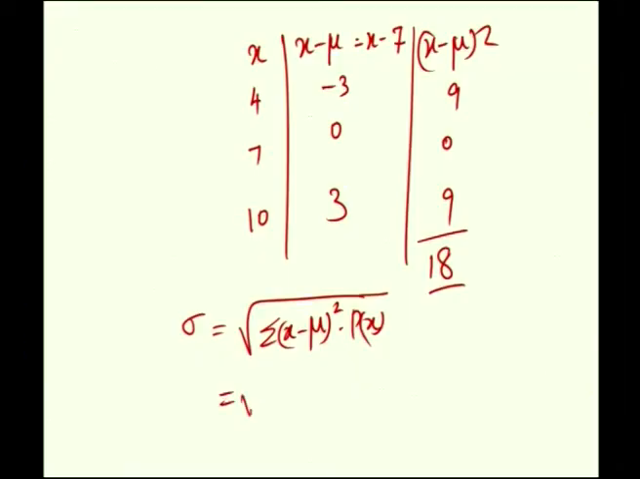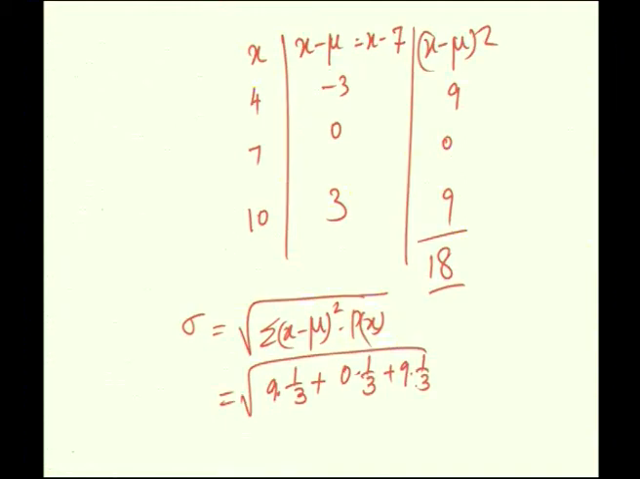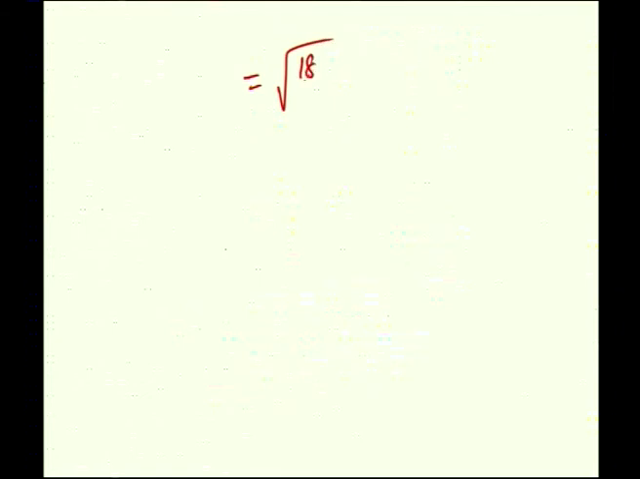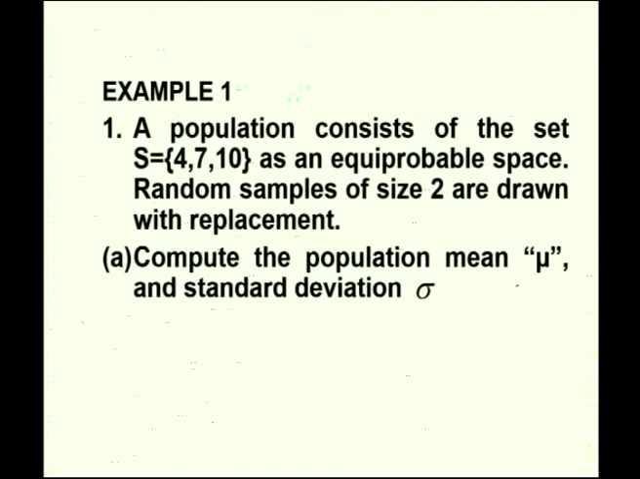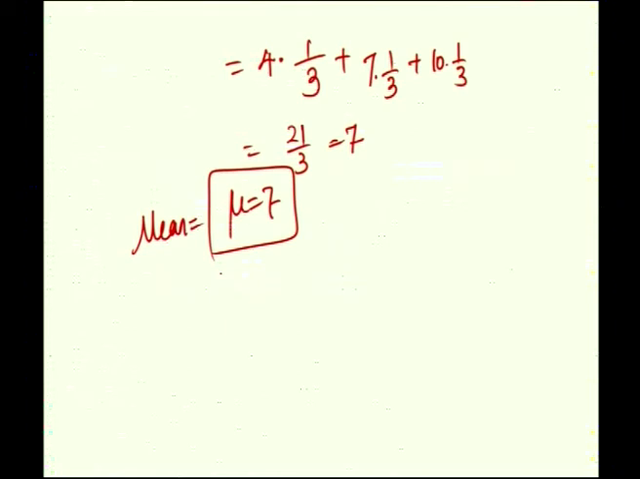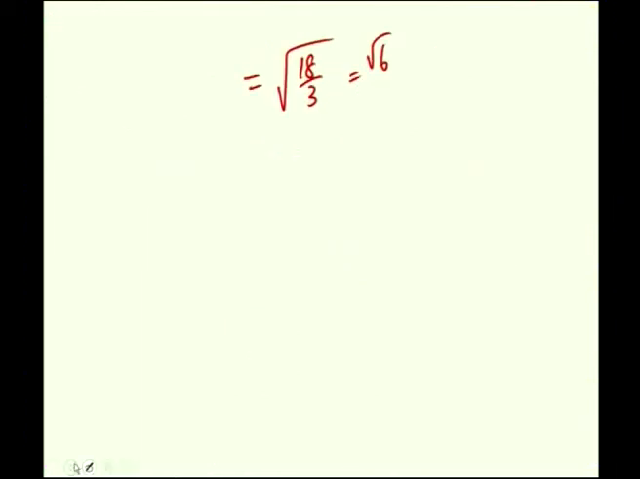Okay. This is equal to the square root of 9 into its probability 1 by 3, plus 0 into 1 by 3, plus 9 into 1 by 3. This is equal to root of 18 by 3, which is root 6. Okay. We have found the answer for the first question, that is, compute the population mean mu and standard deviation sigma. The answer is mu is equal to 7 and sigma is equal to root 6.